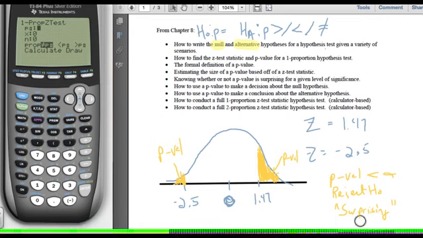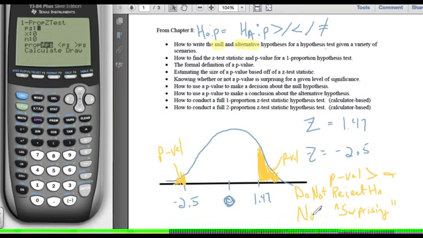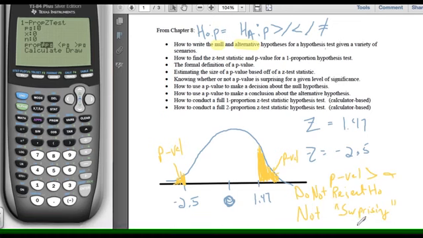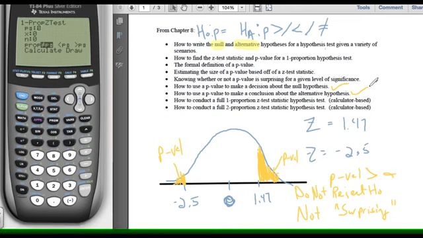On the other hand, if your p-value is greater than your alpha, you do not reject H0, or fail to reject H0. The result is not surprising. And you can say the data are not statistically significant to support the idea of HA. That's how you use your p-value to make your decision and conclusion about the alternative hypotheses.